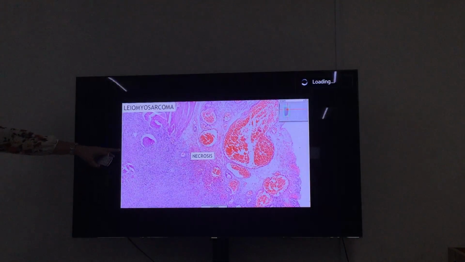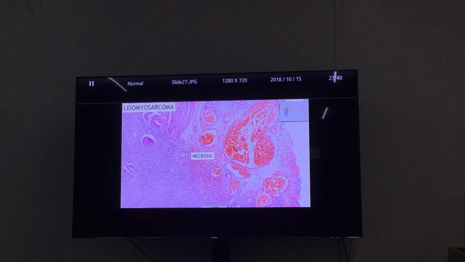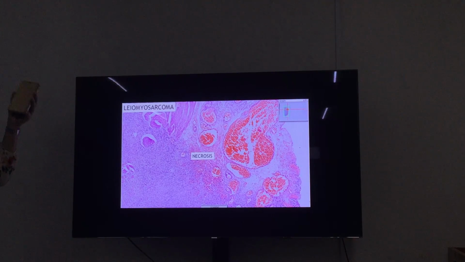Here, in some areas you can see necrosis. Why is there necrosis in malignant tumors? The blood vessels can only supply a distance of 1 to 2 millimeters. Beyond that, in a large mass, the blood supply becomes poor, so there will be ischemic necrosis. Okay?